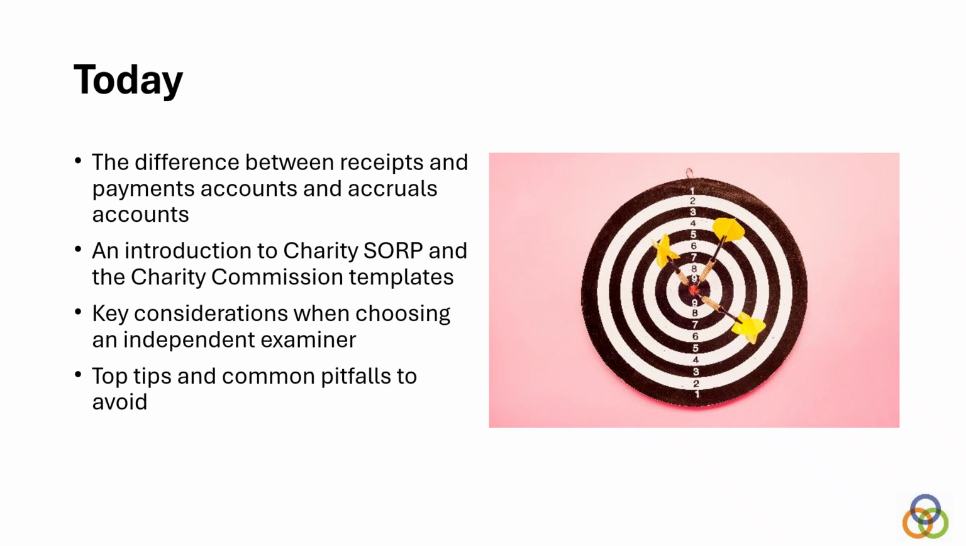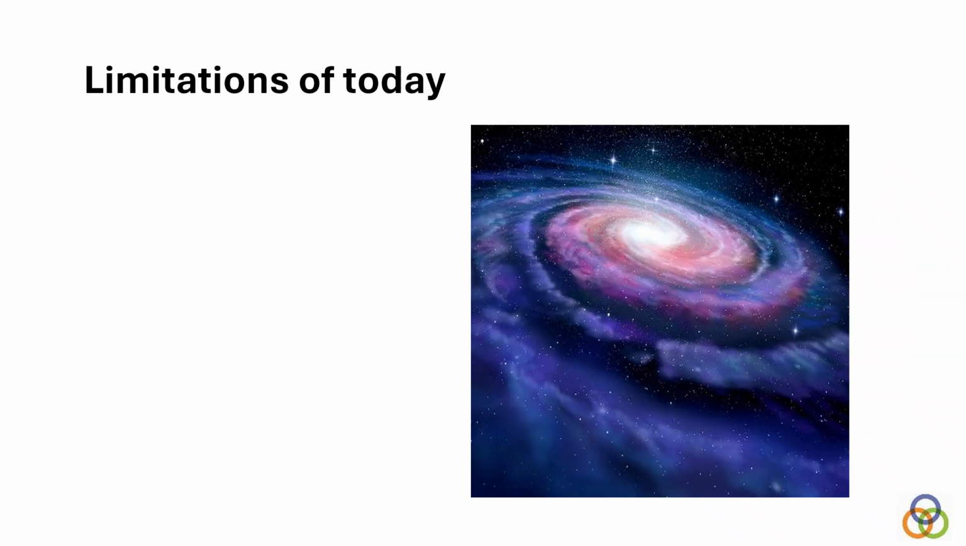We're going to look at the role of the charity SORP, which is the accounting rulebook, and signposts to the Charity Commission templates for the annual accounts. They're super helpful. We will look at some of the considerations when choosing an independent examiner.